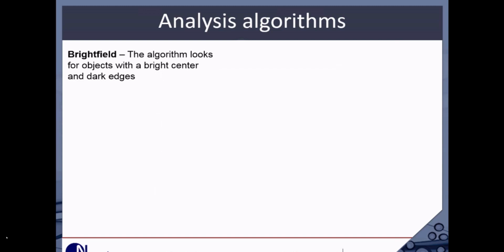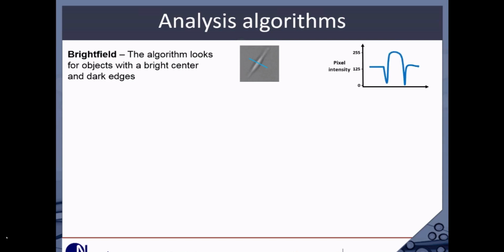So how does that work? In the bright field algorithm, it looks for objects with a bright center and dark edges. Here's an example of an adherent cell on the Celigo. If you drew a line over the center of the cell and then plotted the pixels on that line according to that image, it would look something like this graph here, where you have the pixels on the y-axis from 0 to 255. You can see the white portion of the cell is the highest portion of the image.